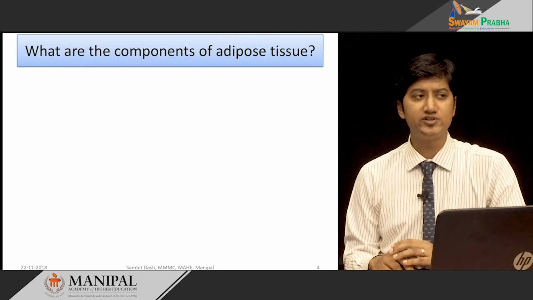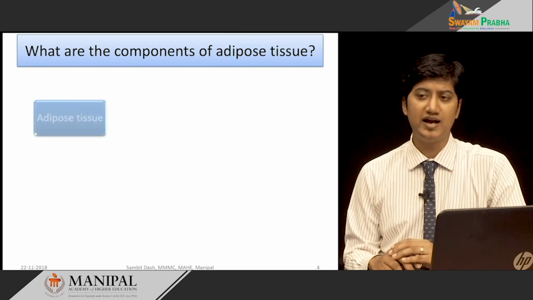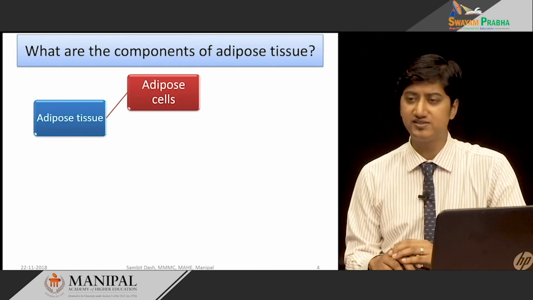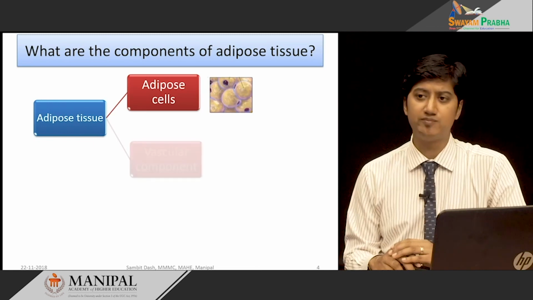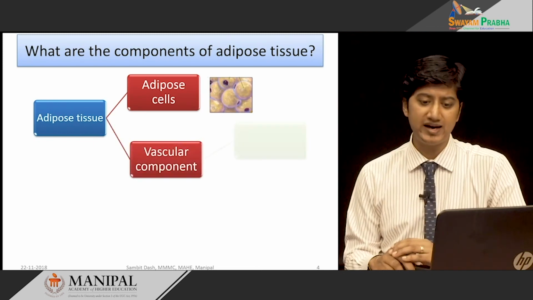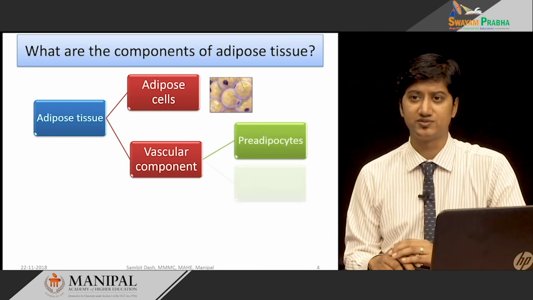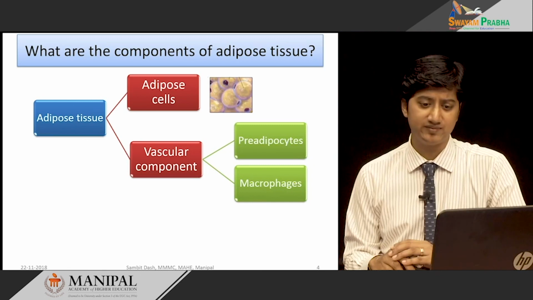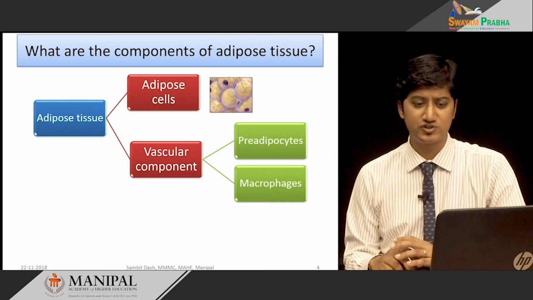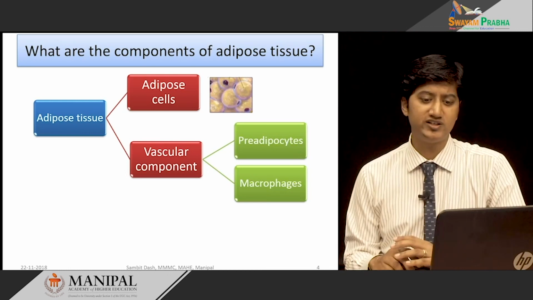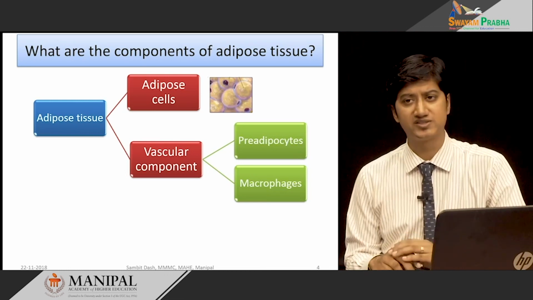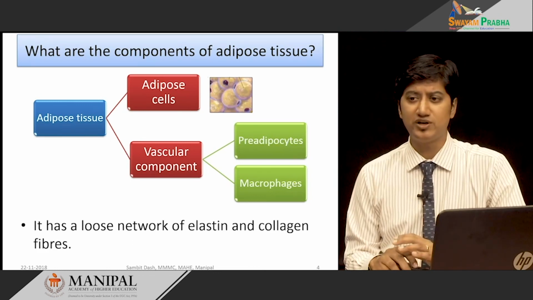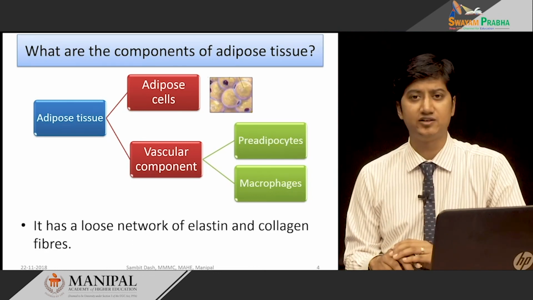So, what are the components of adipose tissue? The adipose tissue comprises the lipid storing adipose cells and a vascular compartment, which includes pre-adipocytes and macrophages. To give you an overall idea, in a 70 kg man, the white adipose tissue weighs around 14 kgs, which is almost half the muscle mass. The adipose tissue has a loose network of elastin and collagen fibers.